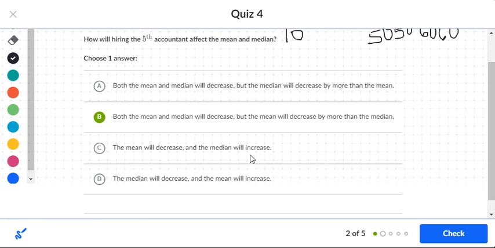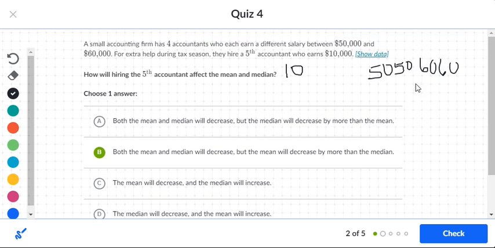Now if you notice the other choices, they have the word increase. Nothing increases here. Like I said before, the median was right here at roughly 55. Now it's at 50. The mean was probably running around 55, but if we add 10 plus 50 plus 50 plus 60 plus 60, the 10 is going to take that overall number and make it a lot smaller than the median itself.